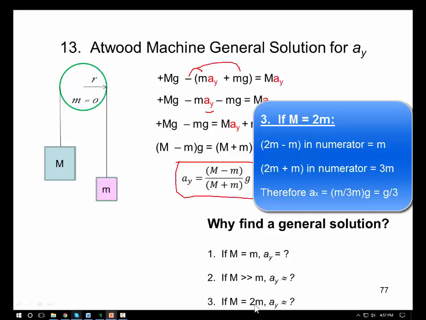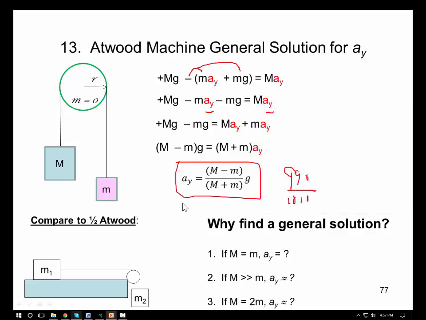What happens if our big mass is exactly twice the value of our small mass? It's very easy to work out solutions like that just by plugging those numbers in. We can also compare to our half Atwood situation, and you can see the similarity between the two formulas. We have a ratio again. In the bottom we have the sum of our masses, and up on top we have a little bit of difference in these two situations.